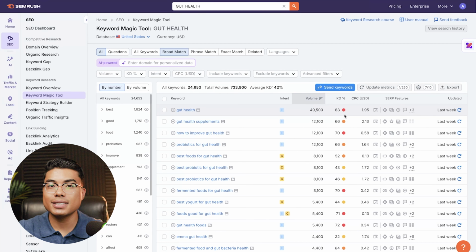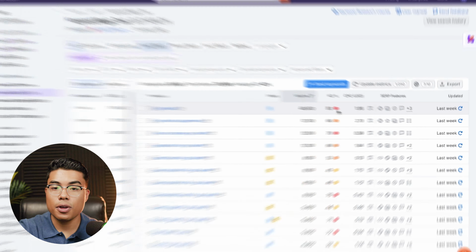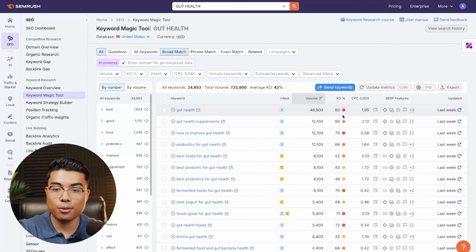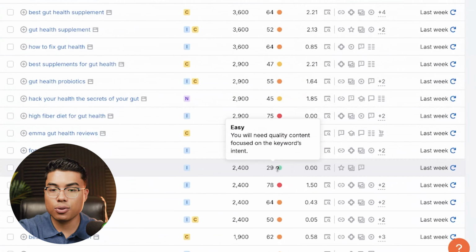What Semrush does is they have a scale from 1 to 100 as far as difficulty goes. At 1, you're actually trying to rank for that keyword. So 83 is going to be really difficult and really hard to rank for. You will need lots of high quality domains and optimized content. So this is going to be ultra hard to rank for if I'm being honest. But if you scroll down just a little bit to right here, if you find a green one, this means that it's easy. You will need quality content focused on the keyword's intent.